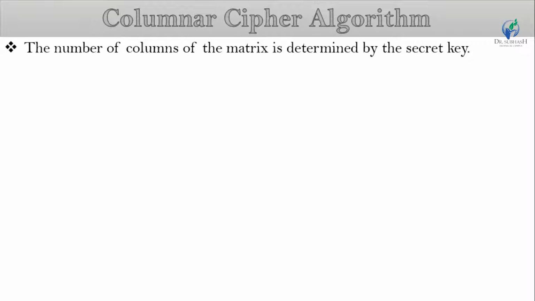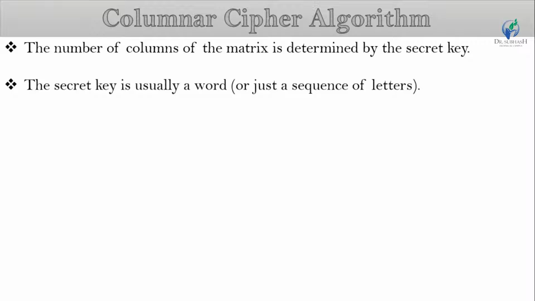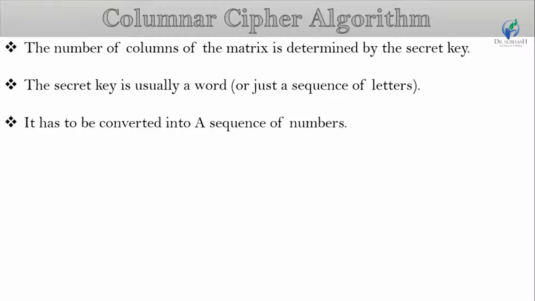Now I explain the algorithm of columnar cipher. The name of the cipher comes from the operation on a matrix that is performed during both encryption and decryption. The number of columns of the matrix is determined by the secret key. The secret key is usually a word or just a sequence of letters. It has to be converted into a sequence of numbers.